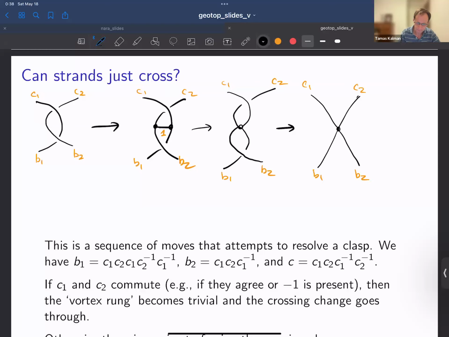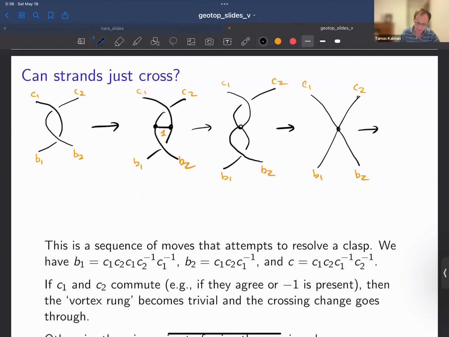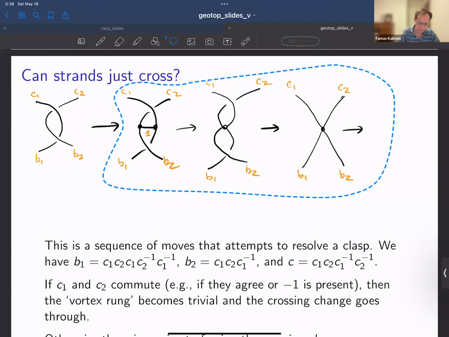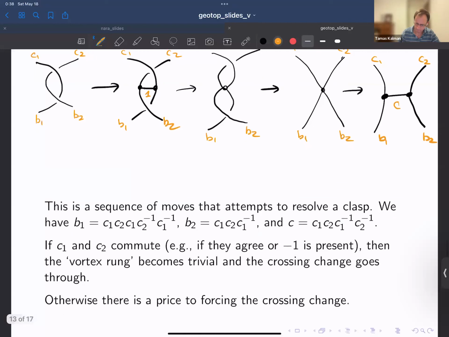And then finally, I will try to complete my little move here by, sorry, I need a little bit more room for that, by pulling across. But that still leaves an edge in there. And if you compute the label, which I will call C, of this new edge, it will actually be the commutator of C1 and C2, also B1 and B2, which happen to be the same.